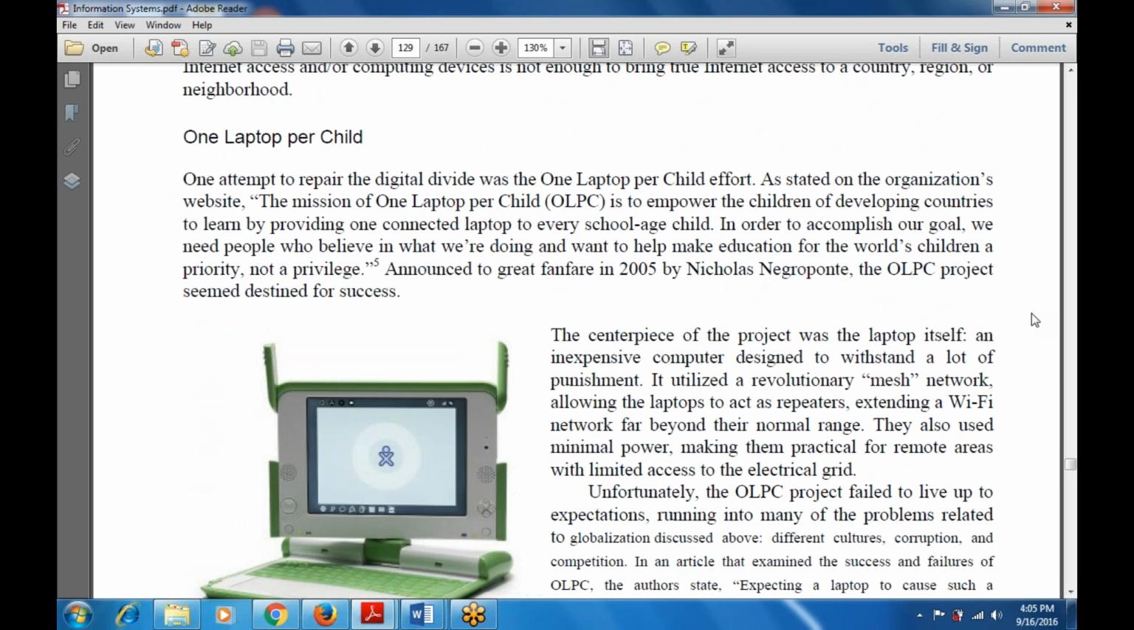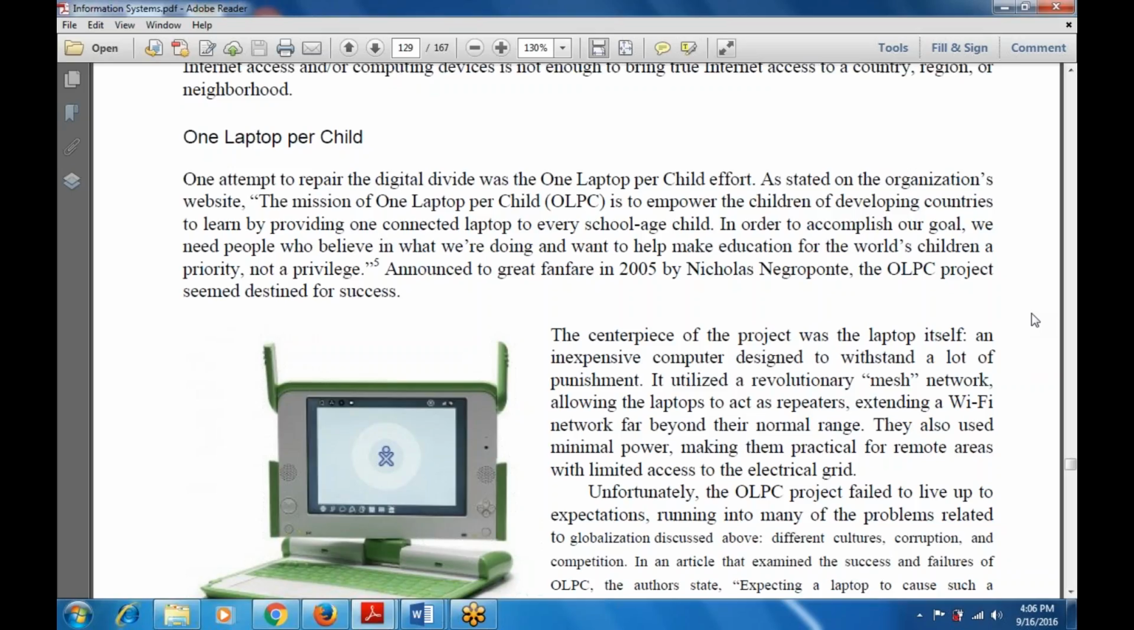Now, our attempt to repair the digital divide was the One Laptop Per Child effort. That means, as stated on the website, the mission of One Laptop Per Child, the OLPC, is to empower the children of developing countries to learn by providing one connected laptop to every school-age child. That means every school-age child must have one laptop.